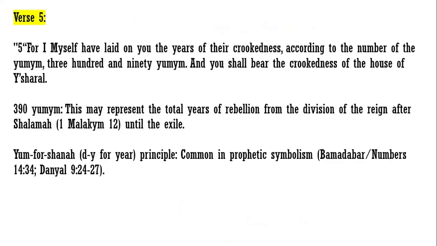Verse 5. For I myself have laid on you the years of your crookedness, according to the number of the Yamim, 390 Yamim, and you shall bear the crookedness of the house of Israel. So as we said before, the 390 may represent the total years of the rebellion of the nation after the reign of sovereign Shlomo or Solomon.